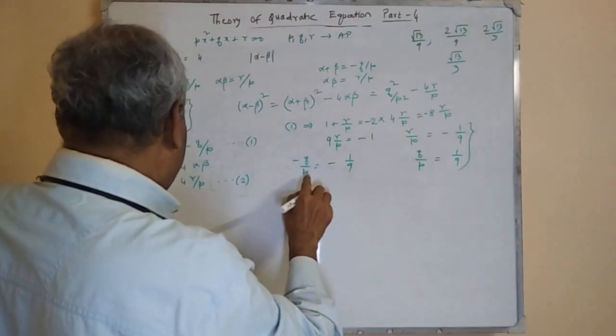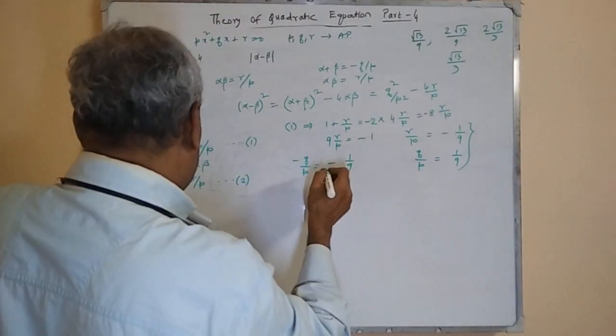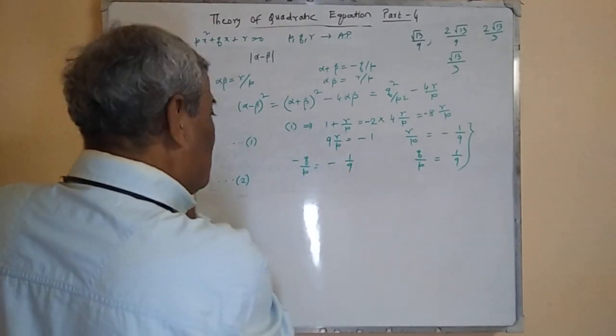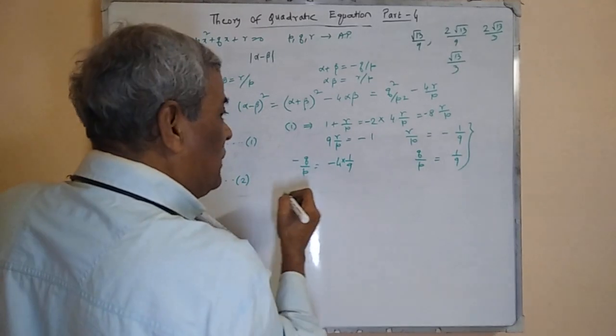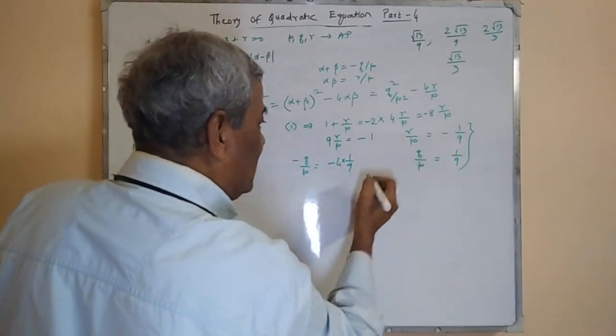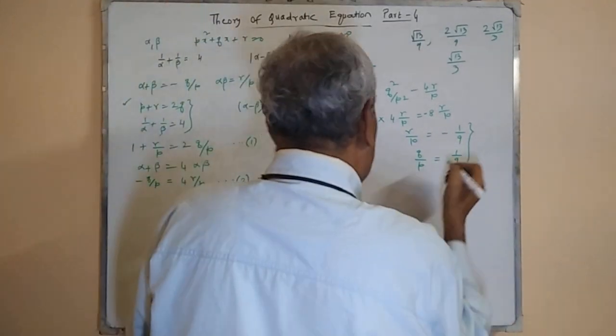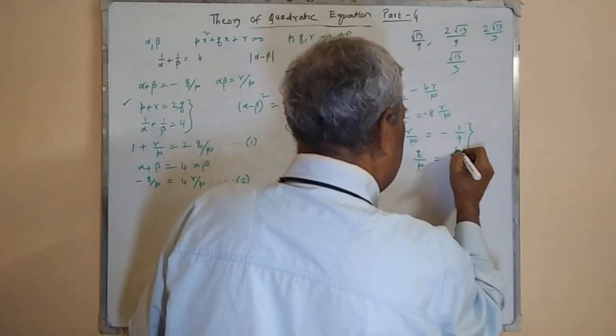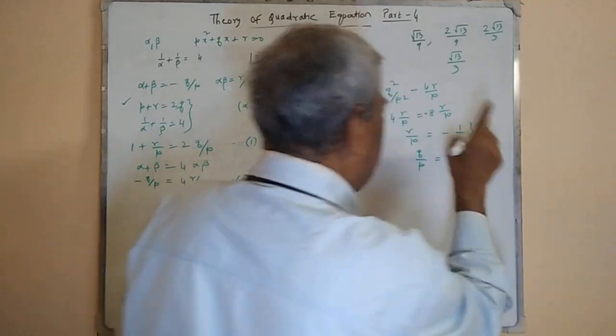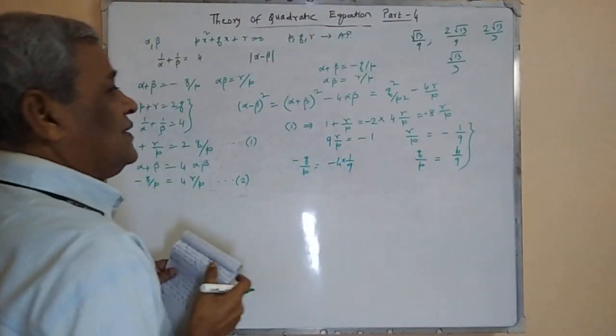So minus q by p is equal to 4 into r by p. R by p is here minus that. So this is equal to minus 4 r by p is equal to plus 4 by 9. So we get these two results.